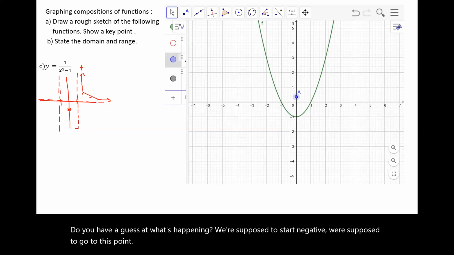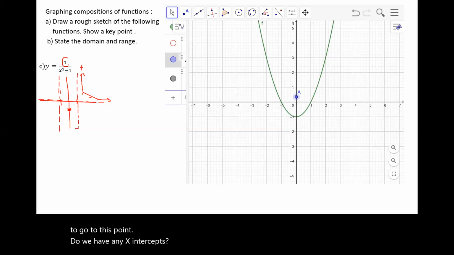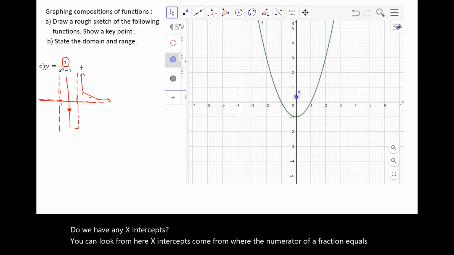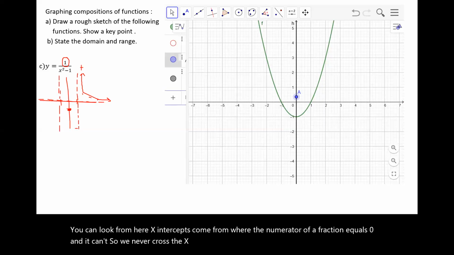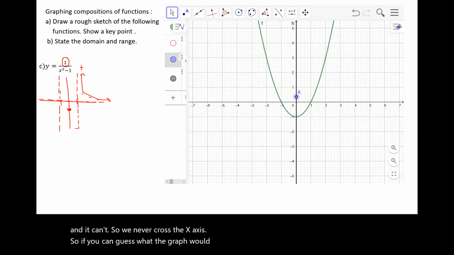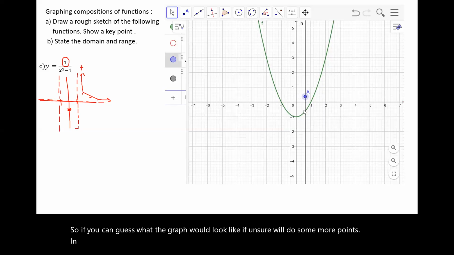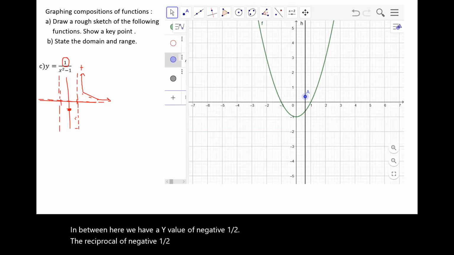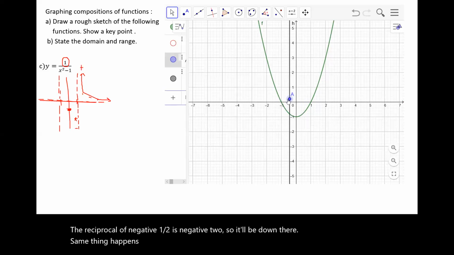Do we have any x-intercepts? You can look from here. X-intercepts come from where the numerator of a fraction equals 0, and it can't, so we never cross the x-axis. See if you can guess what the graph would look like. If you're unsure, we'll do some more points. In between here, we have a y value of -1/2. The reciprocal of -1/2 is -2. So that'll be down there. Same thing happens on the other side. There's another y value of -1/2, reciprocal -2.